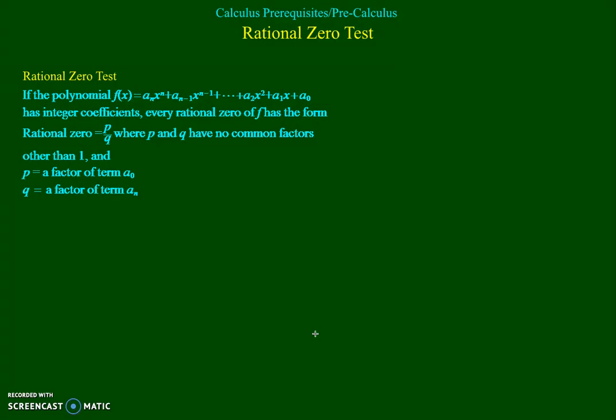Now, as you recall from your pre-cal and algebra 2 days, the rational zeros test allows us to determine what the potential rational zeros would be for a given polynomial function, given its coefficients. So if we have a standard polynomial with integer coefficients, then if this function has rational zeros, every rational zero will have the form p over q, where p and q have no common factors other than 1, and p, the numerator, is a factor of the last term, and q, the denominator, is a factor of the first term.